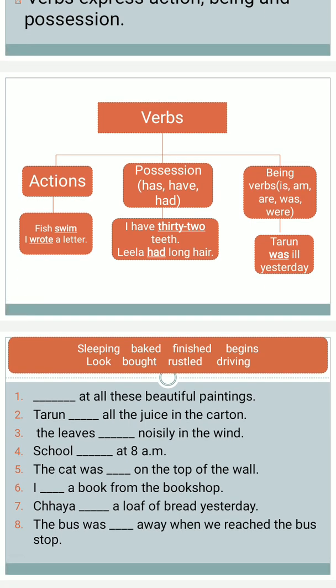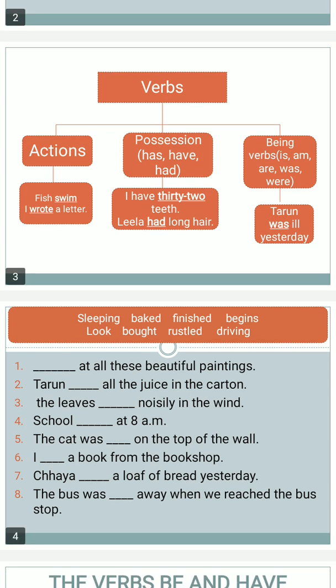In actions, action means the work that is being done. For example, fish swim is an action. I wrote a letter. Here I is the subject, the one doing the work. The work that is being done by I is wrote. A letter is the object here.